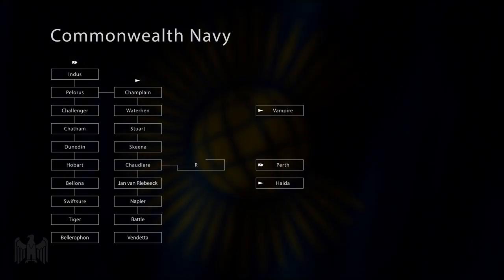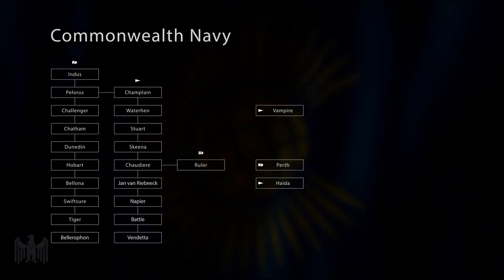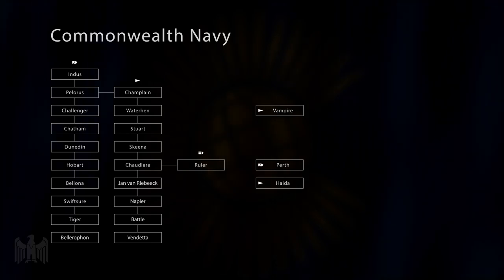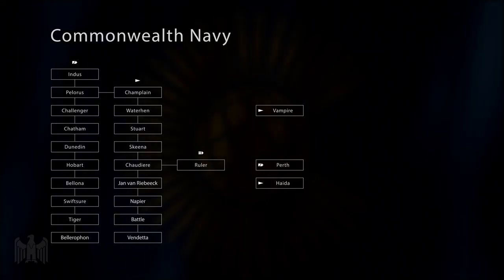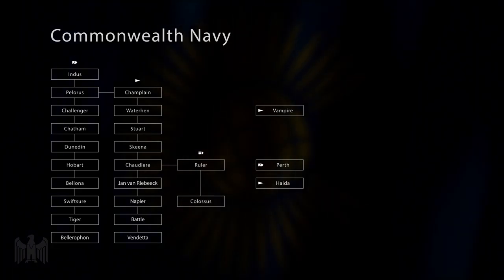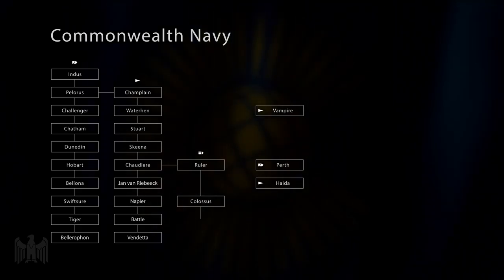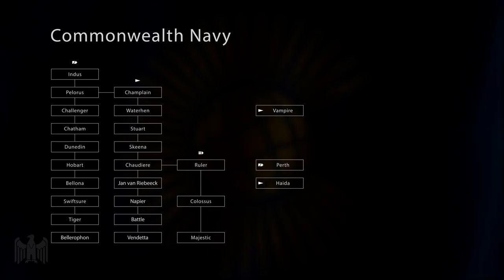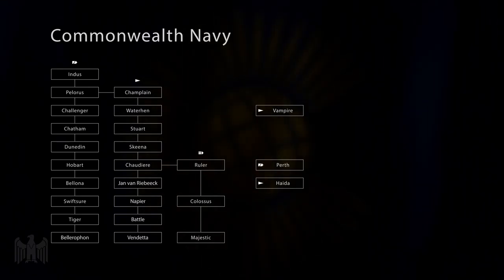Tier 6, Ruler. The Ruler class were Bogue carriers that served with the Royal Navy under Lend-Lease. HMS Puncher and Nabob were crewed by the Royal Canadian Navy. Tier 8, Colossus. Colossus class aircraft carriers were built by the Royal Navy and served with Canada and Australia. Tier 10, Majestic. The Majestic class were essentially enhanced Colossus class carriers and saw service with Canada, Australia, and India.